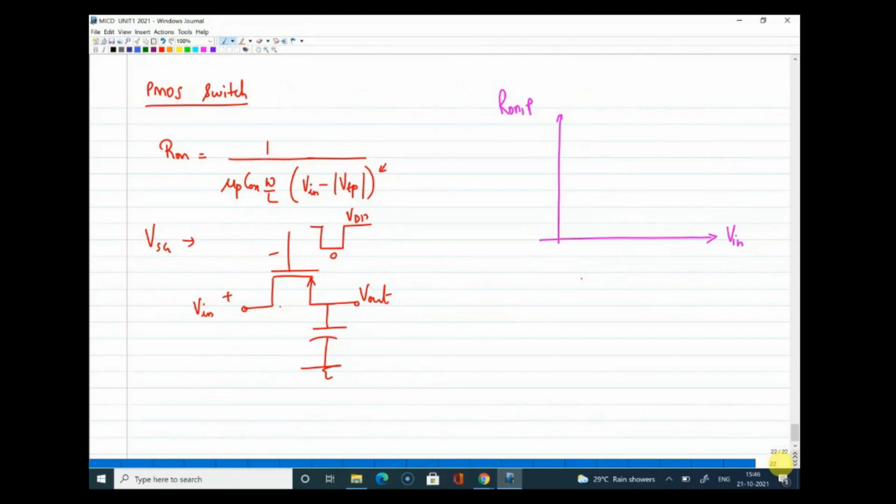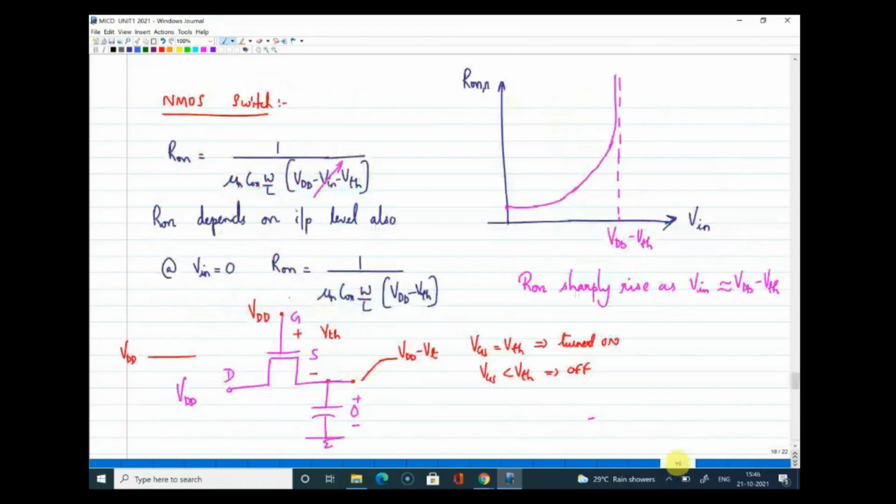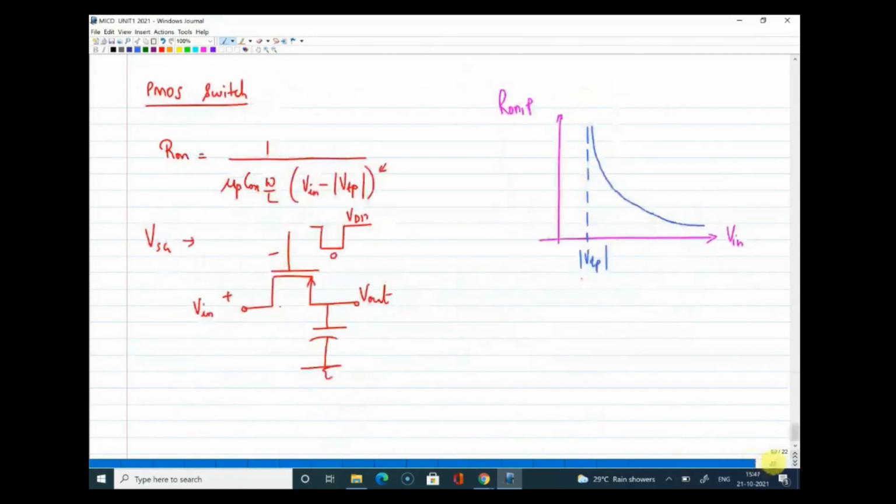Yes. So it will happen when your input voltage is equal to mod VTP, your PMOS switch will have infinite resistance. Otherwise, your resistance will actually reduce like this. So this is the response of a PMOS switch, right? If you look at the response of NMOS switch, it is like this. For a PMOS switch, it is actually the other way.